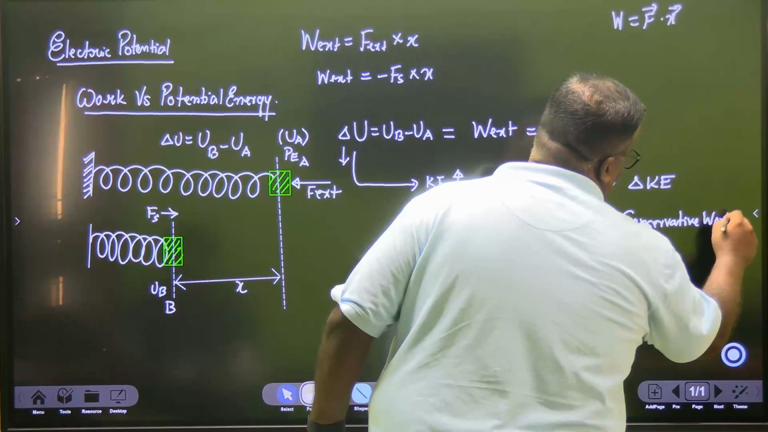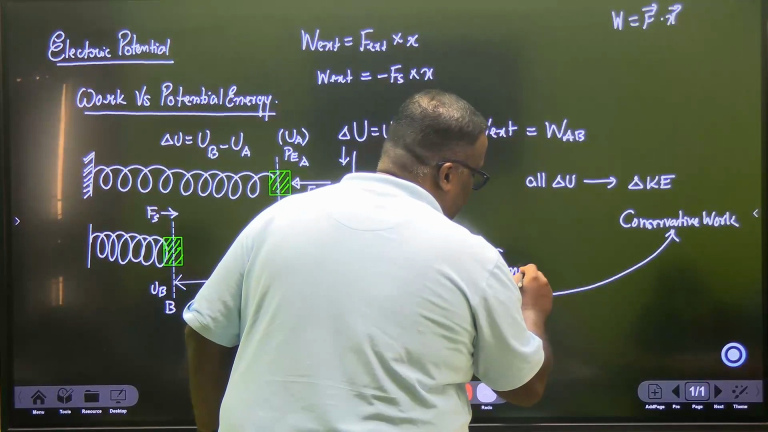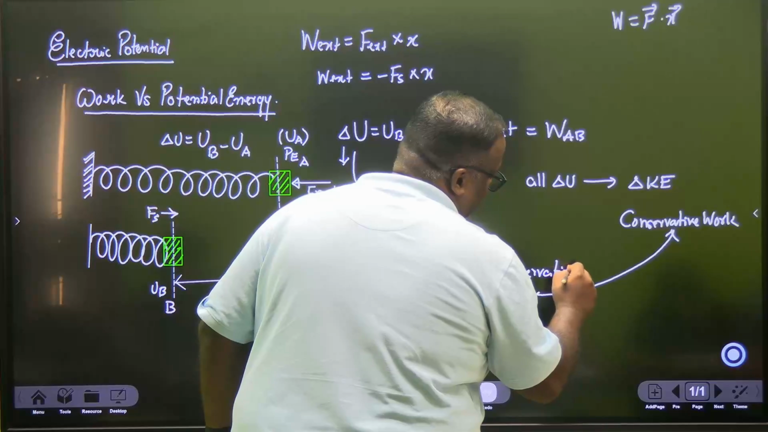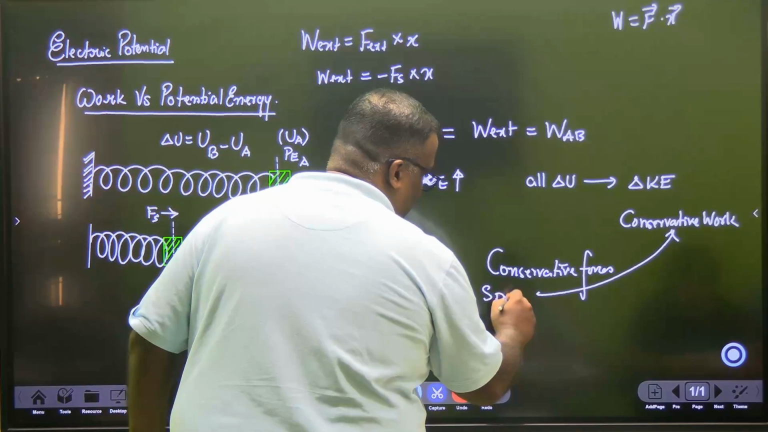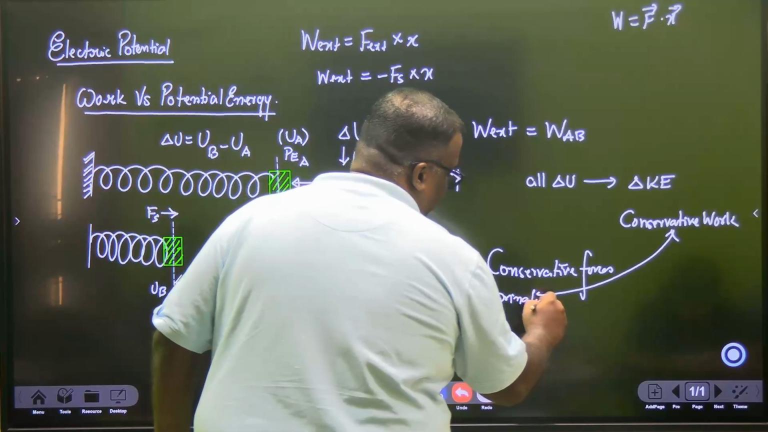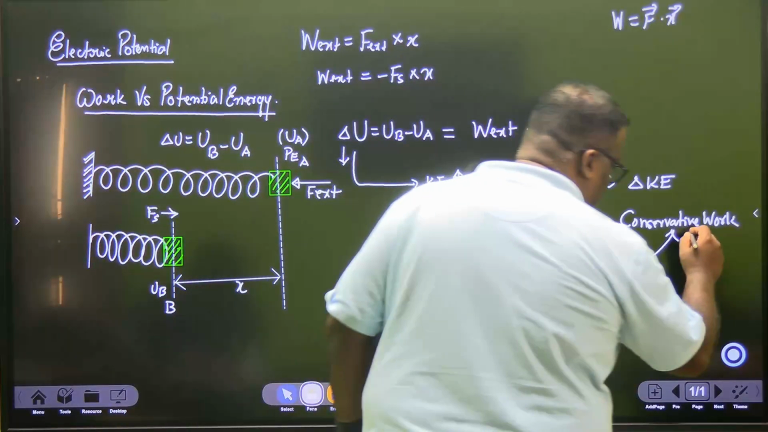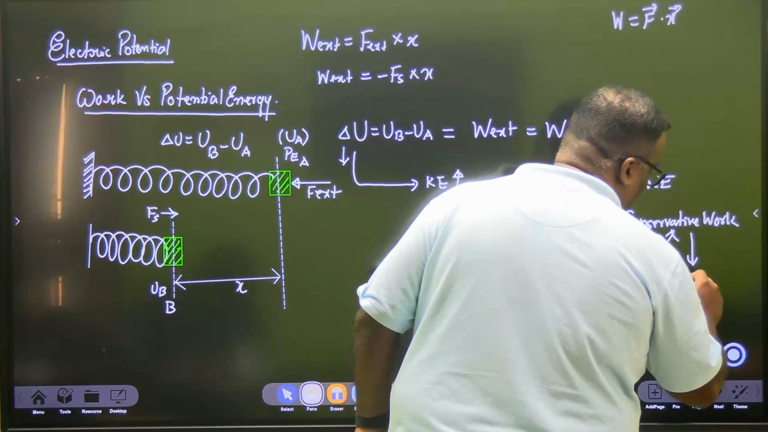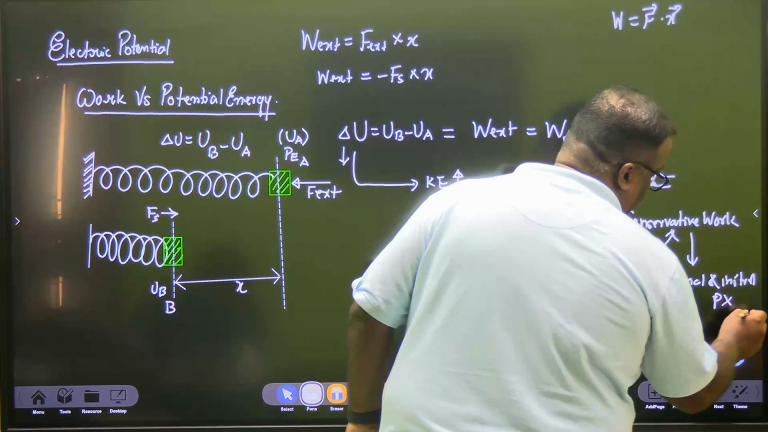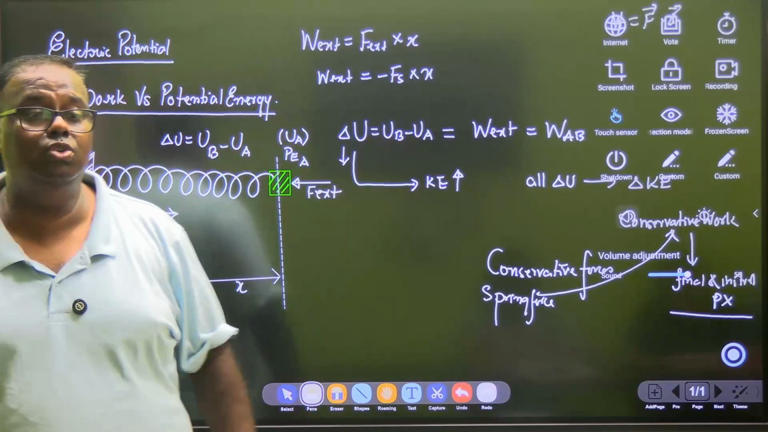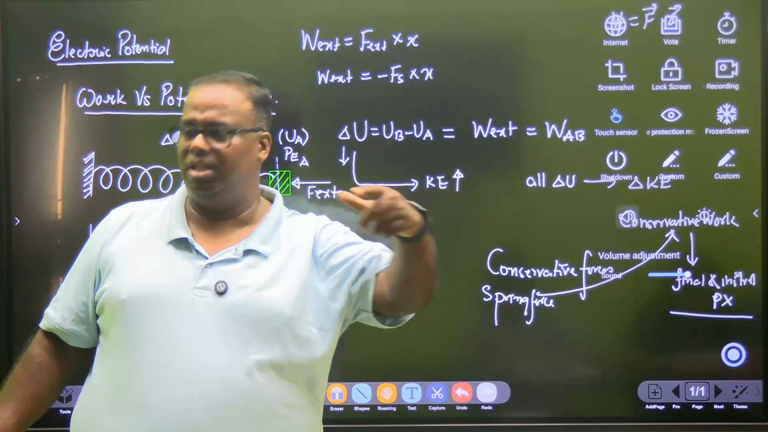Conservative work. And conservative works are actually done by conservative forces. Do you understand? Our example was with the spring. So the spring force is a conservative force. And conservative work depends only on final and initial position. It does not depend on which path you took. It depends only on final and initial.